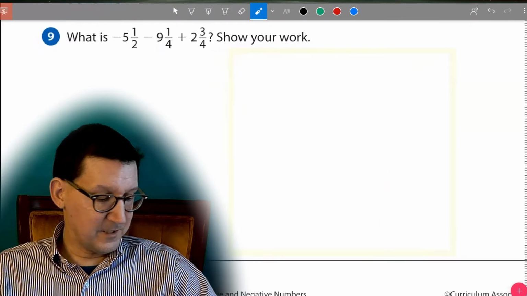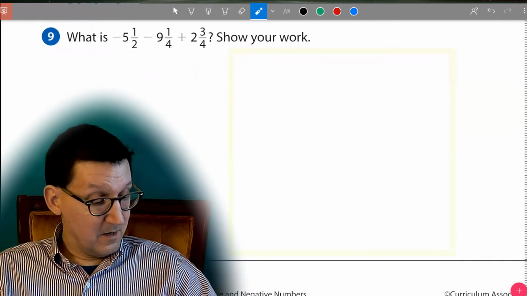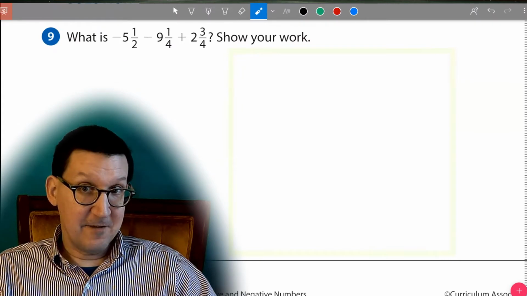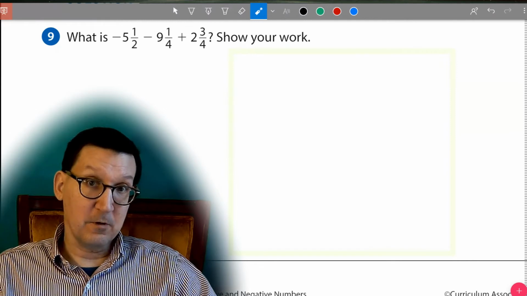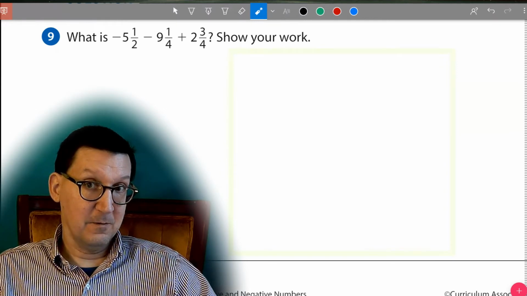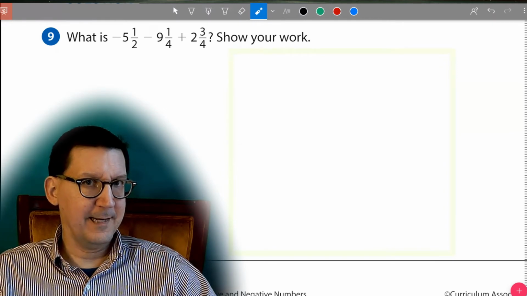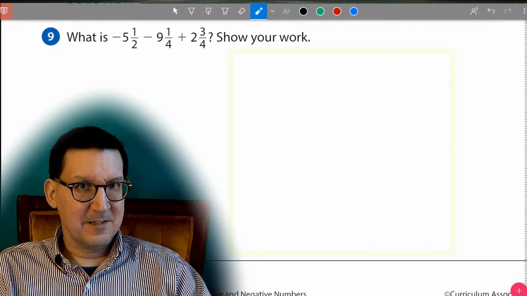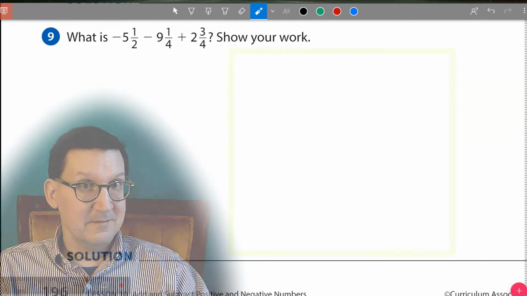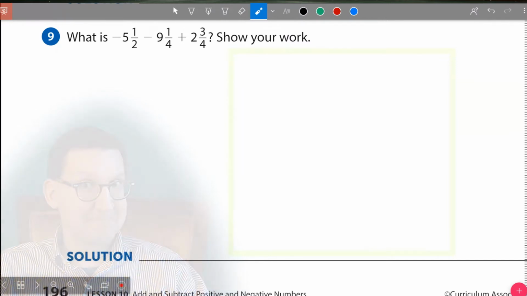All right, let's look at our next one. Here we have, what is negative 5.5 minus 9.25 plus 2 3/4? And show your work. This one's a little bit more involved. Think you can handle it? Try it, see what you can do. Put me on pause, work it out, and when we come back, we'll talk about it.